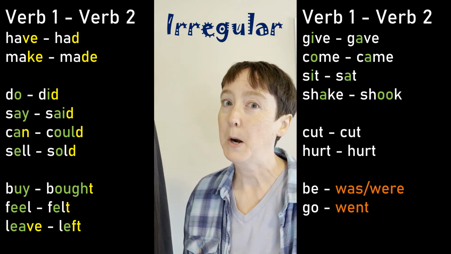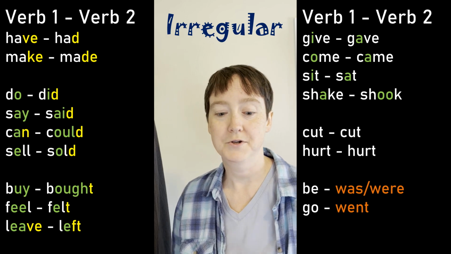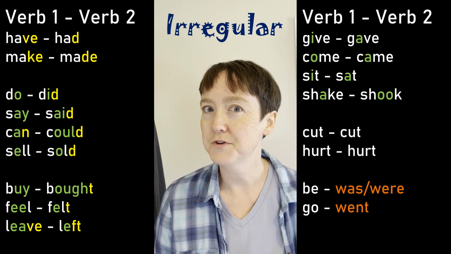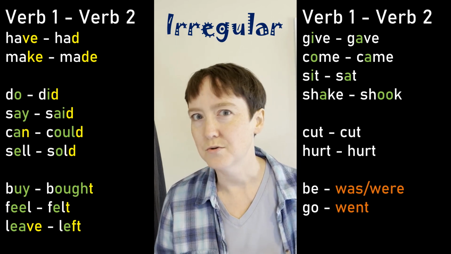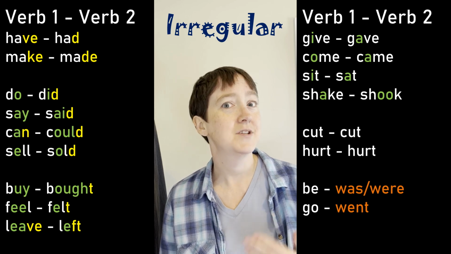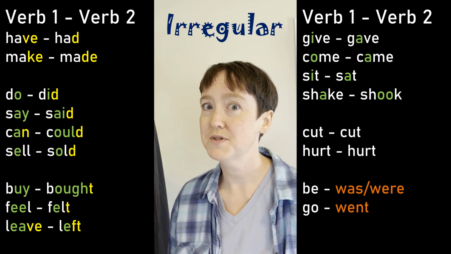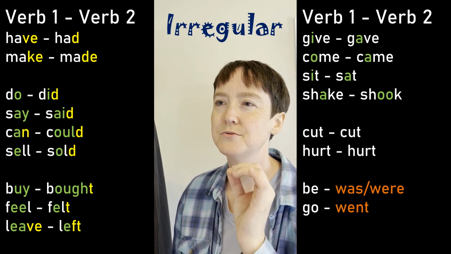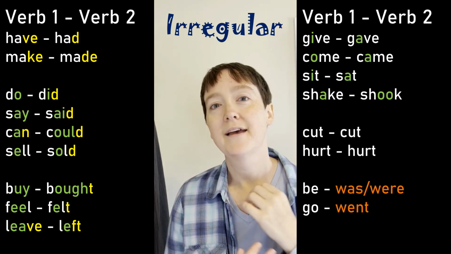As I've said, there are many irregular verbs in English for the past tense. When you learn a new verb, look up verb 2 or simple past. If it is irregular, make sure you study it as you're learning the new verb. Then you will be able to use the verb correctly anytime.